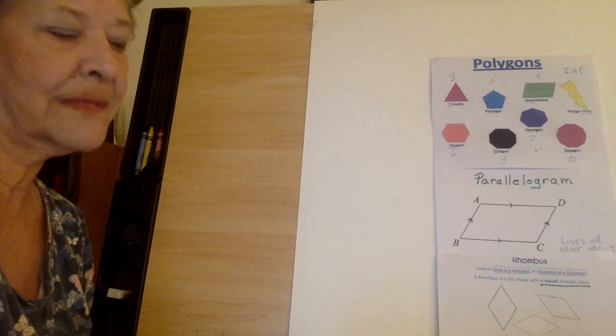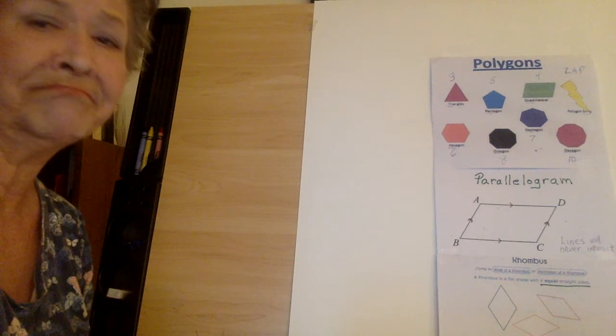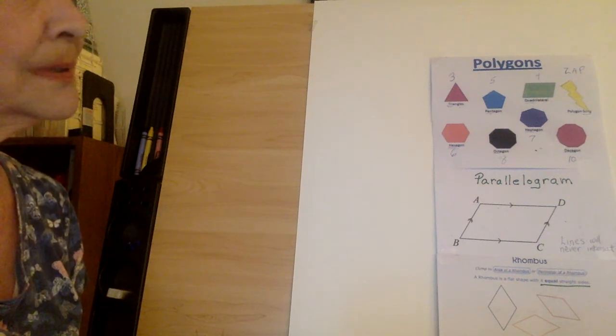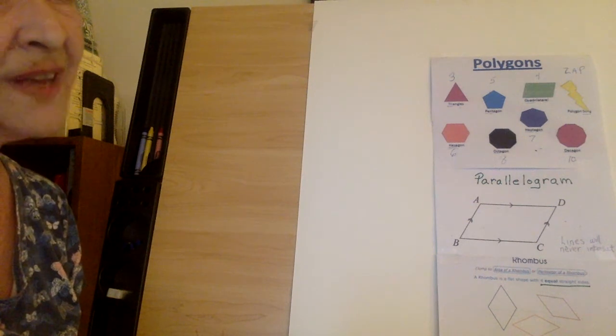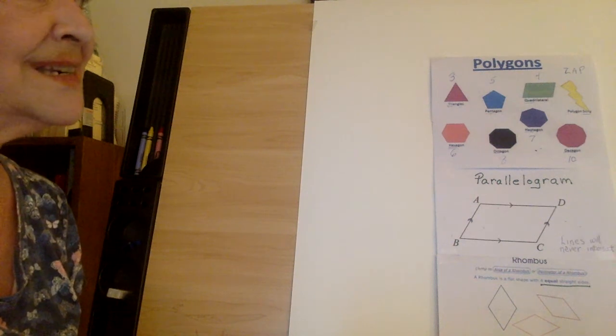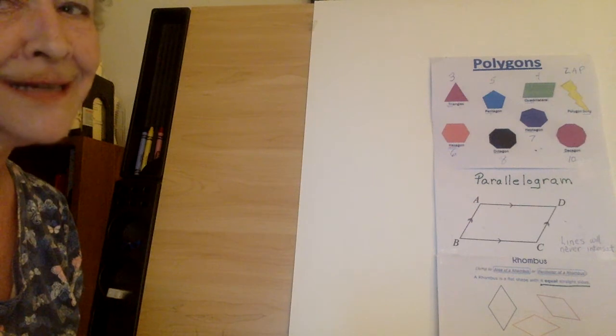We talked about triangles. We talked about 4-sided shapes, 5-sided shapes, 6, 7, 8, 9, 10. What did we talk about yet?